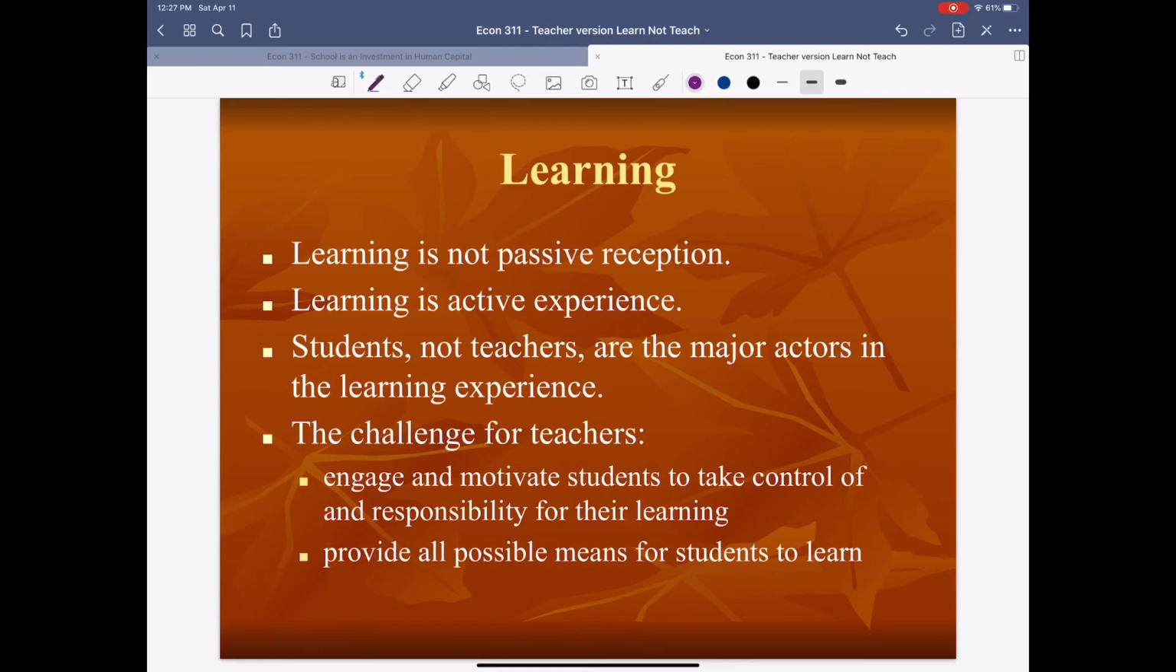Students and not teachers are the major actors in the learning experience. So teachers, we have an important role. We put it out there, we facilitate, we guide, but the real effort has to come from our students. They have to be engaged, and it's our job to get them engaged. The challenge for teachers then is to motivate them to take control, take responsibility for their learning, and provide all possible means for student learning. That means we engage in discussion, we engage in demonstration, we engage in interaction, simulation, online modalities. Every possible way we can find to reach our students, we are constantly looking for that and looking for better ways too. We have to always be growing for our students to grow.